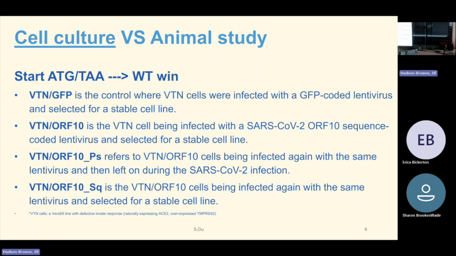So these were based on using VTN cells. These cells are a Vero E6 cell line with defective innate immune responses. Whether I infected with the control GFP ones or those ORF10-coded lentivirus, the result is always that the wild type replicates much better than the knockout virus.